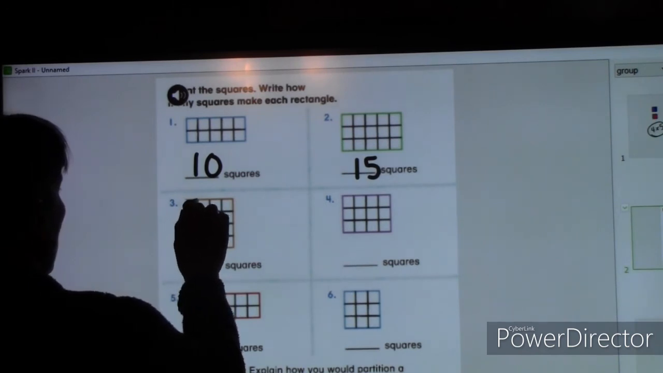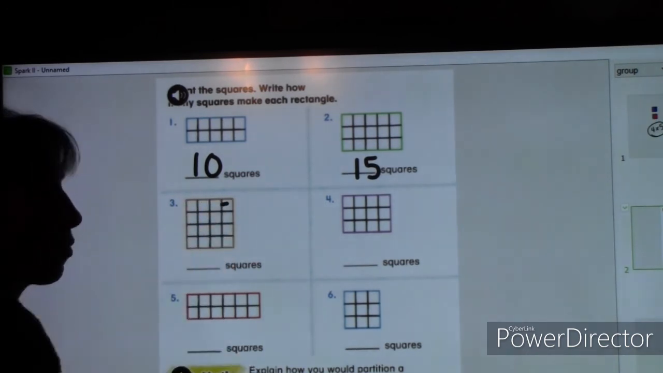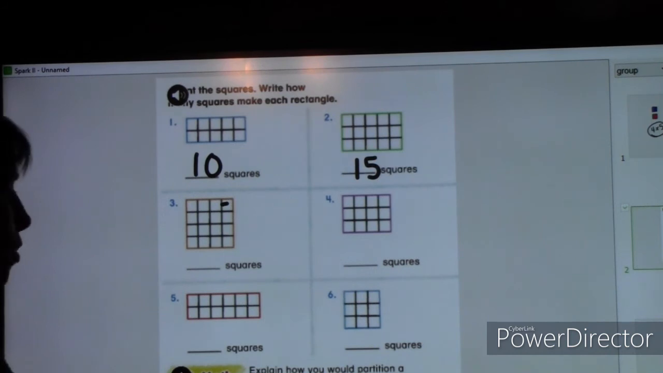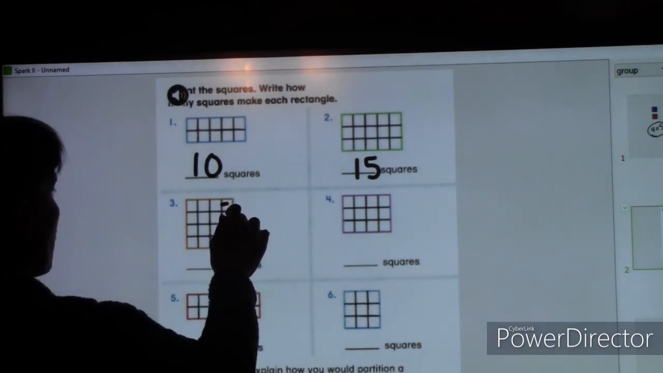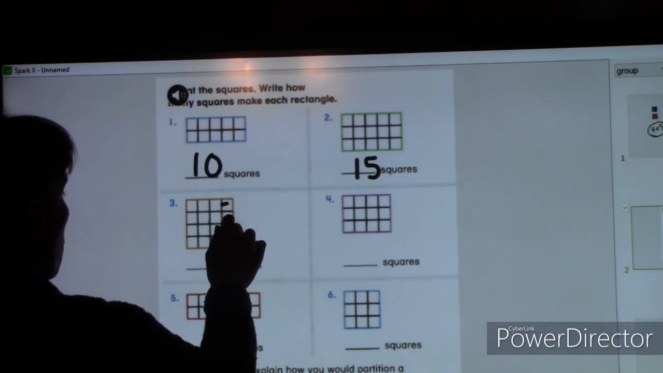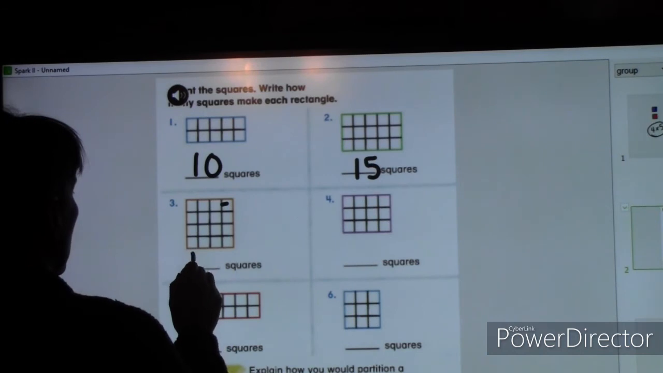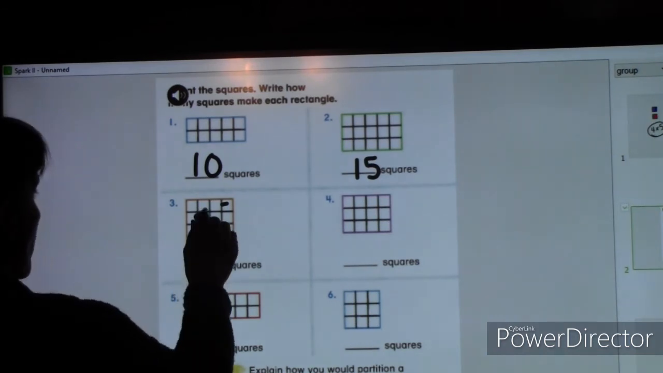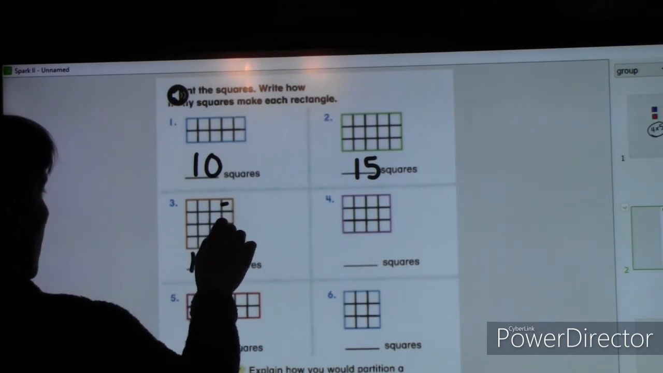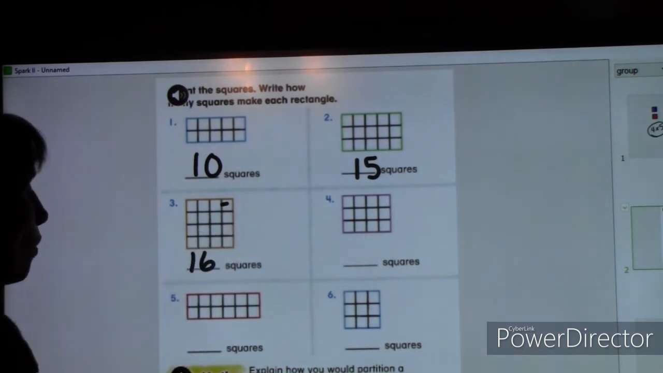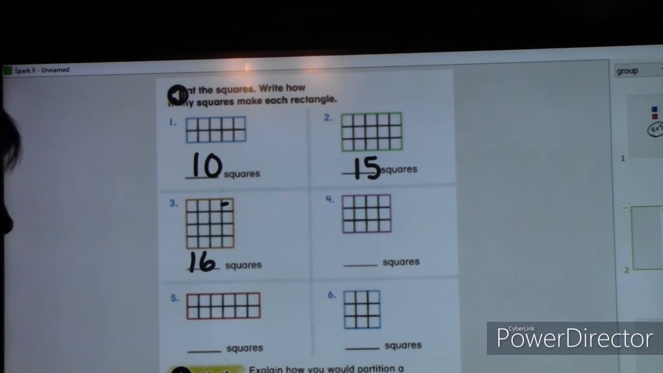Number 3 has 1, 2, 3, 4 in a row, so we're going to count by 4s. If you know how to count by 4s, you can do 4 plus 4 is 8, plus 4 more is 12, plus 4 more is 16. Or you could count by twos, 2, 4, 6, 8, 10, 12, 14, 16. Or you could count each square individually. Either way, you're going to come up with the answer of 16.